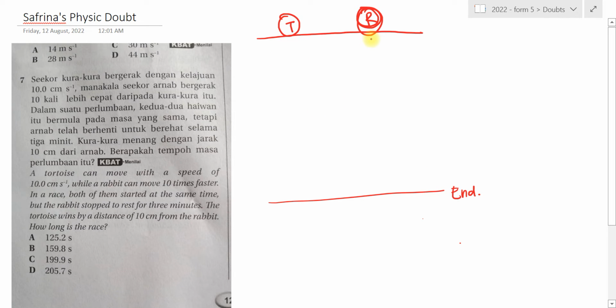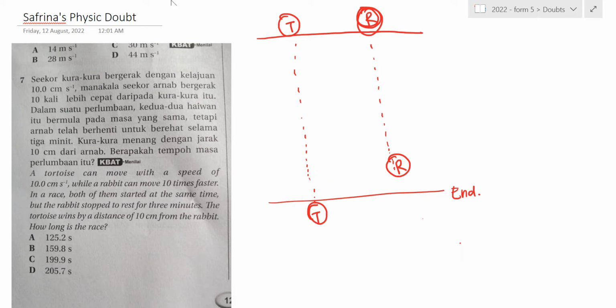So let's say the rabbit goes so fast until very close, it takes rest here. The tortoise, however, already wins the race. Okay, that is the first idea that we can get. Alright, what are the other ideas that we have?